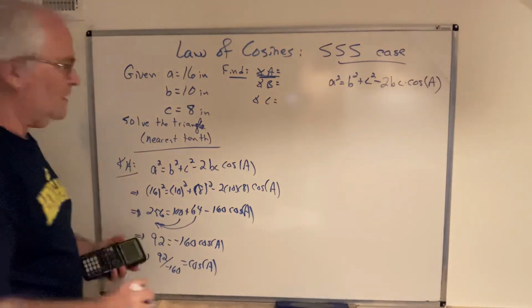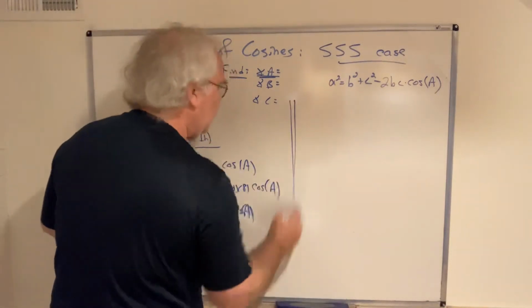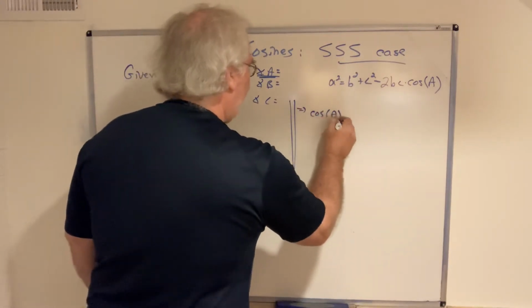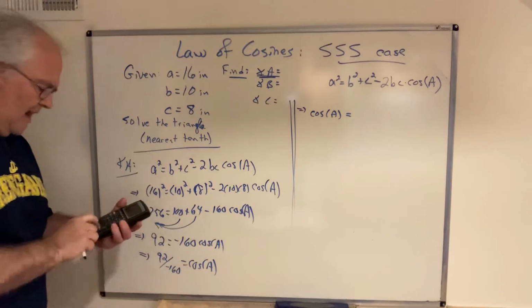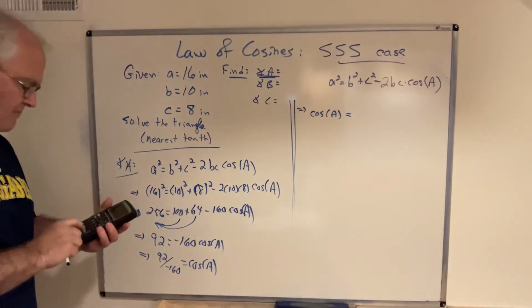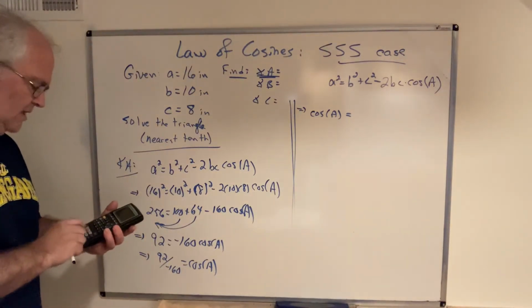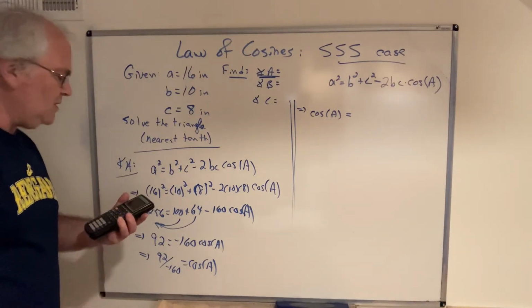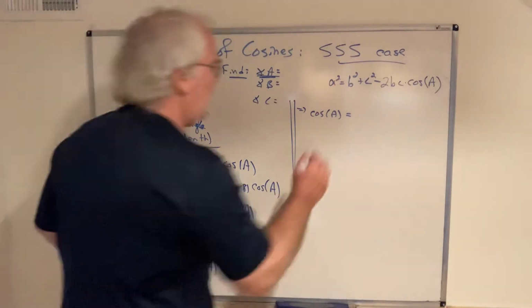So what do I have here? I'm going to steal some space here. So this implies that cosine of A is equal to 92 divided by negative 160, and that's equal to negative 0.575.